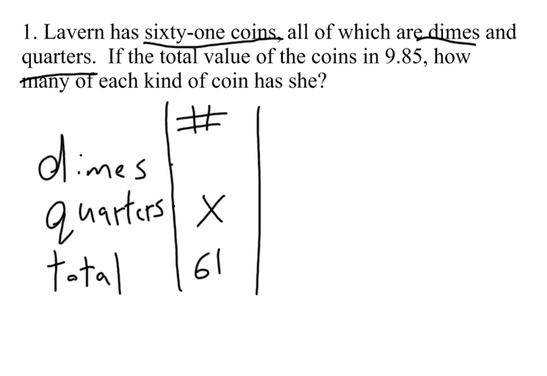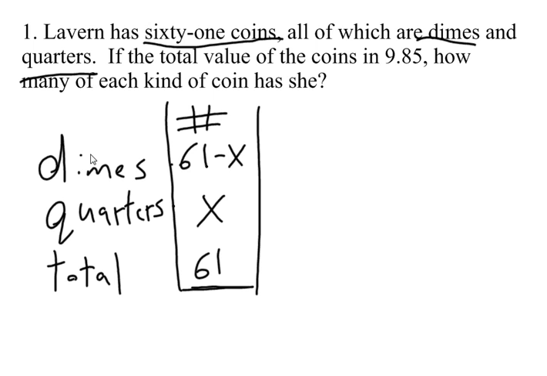Okay, so if there's 61 coins altogether, and there are x quarters, we take away the number of quarters from the total number of coins, and we will get the number of dimes. So we have 61 minus x dimes. And just to double check, if we add 61 minus x plus x, the minus x and the plus x will cancel out, and we would get 61. So we're happy with that.